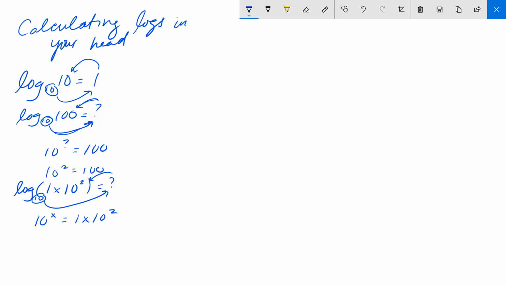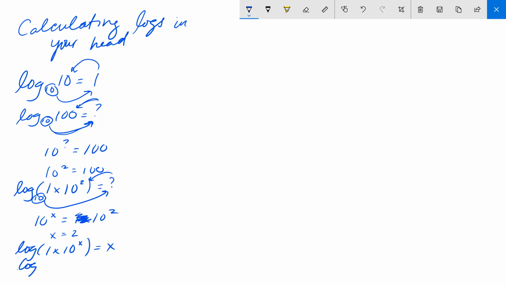to the 2. Realize that 1 times 10 to the 2 is the same thing as just saying 10 to the 2. 10 to the x equals 10 to the 2, we can clearly see that x equals 2 if we want those two sides to be equal. And this holds true for any scientific notation that is 1 times 10 to the something. The log of 1 times 10 to the x is always equal to x.